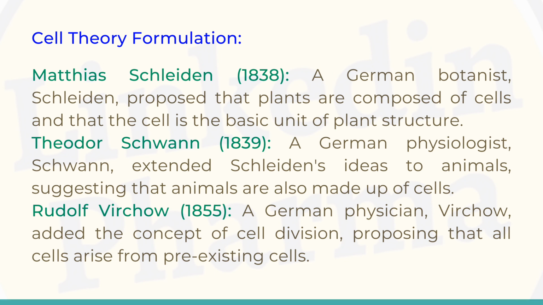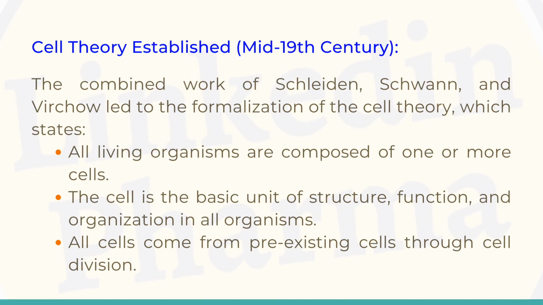Cell theory formulation. Matthias Schleiden, 1838, a German botanist, proposed that plants are composed of cells and that the cell is the basic unit of plant structure. Theodor Schwann, 1839, a German physiologist, extended Schleiden's ideas to animals, suggesting that animals are also made up of cells. Rudolf Virchow, 1855, a German physician, added the concept of cell division, proposing that all cells arise from pre-existing cells.